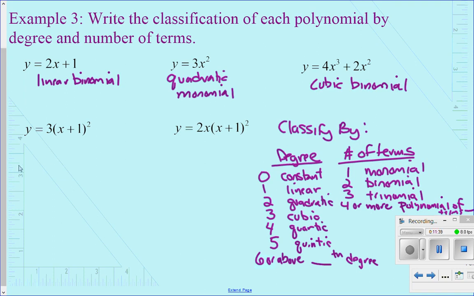Next, now I need to at least multiply this out enough so that I can see how many terms there are and what the degree would be. So if I square x plus 1, I know I'm getting x squared plus 2x plus 1. And then I'm distributing that 3. Now I can tell that the 3 is not really going to change the number of terms or the degree, so I'm not even going to bother multiplying it out. I can see that the degree is 2, so quadratic, and there are 3 terms. So trinomial.